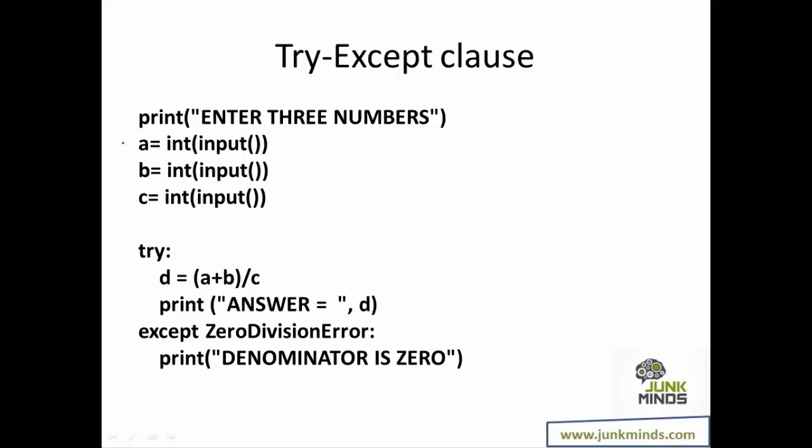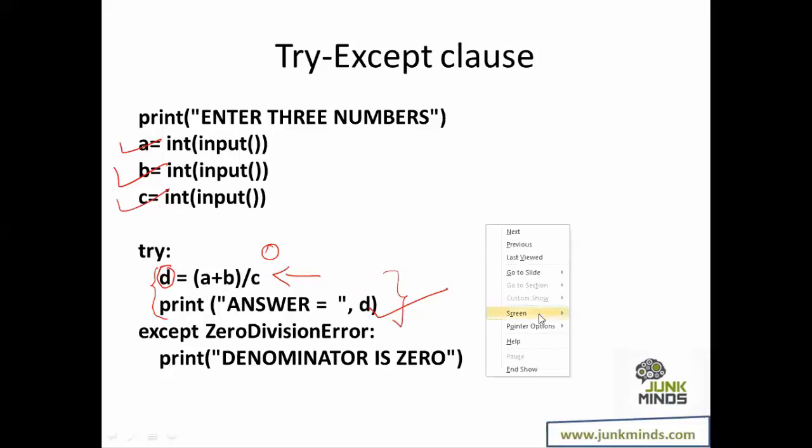What I find is, I have read some values of A, B, and C. My problem begins in this statement. If the value of C becomes 0, that is where the problem begins. And if the value of C has some issues, I will not get this value of D. Then in this print statement, I want to use the value of D. So I realize that the problem can occur in these two statements. That is why, if you see, I have written only these two statements in this try block. So only those statements which are likely to generate exceptions, we will write under this try block.